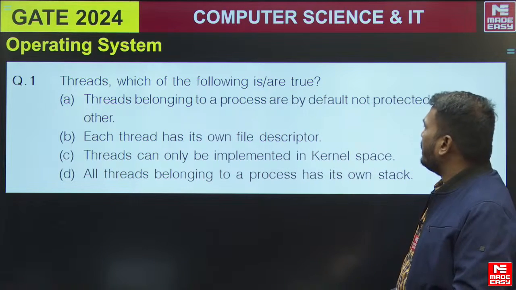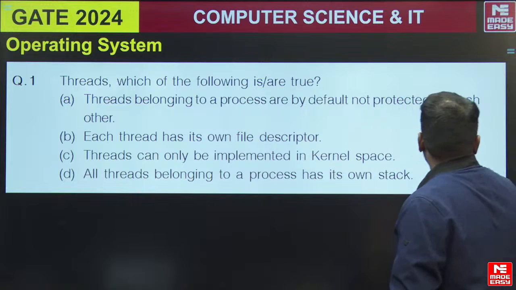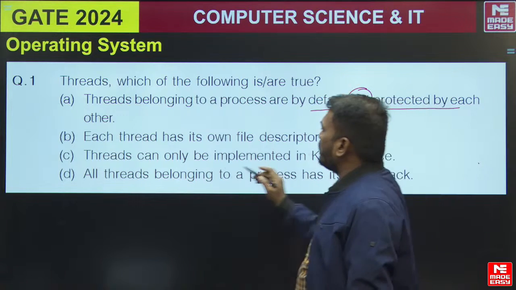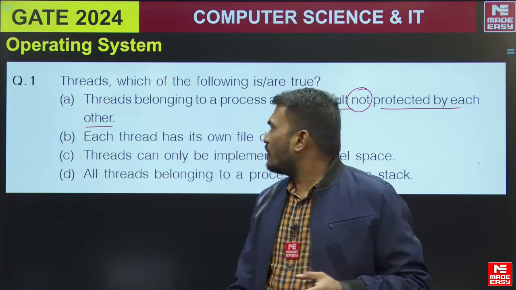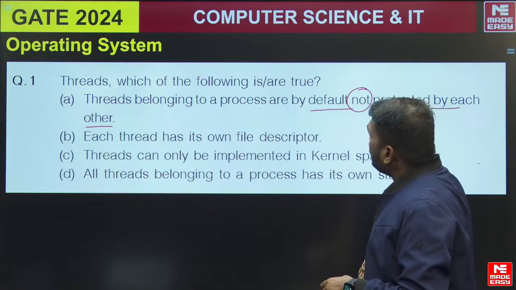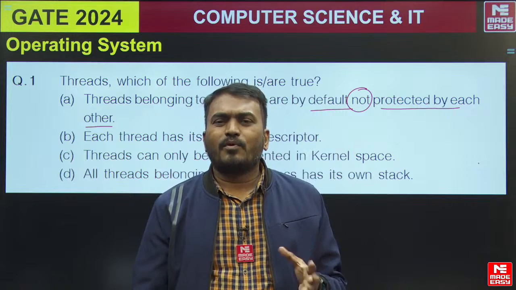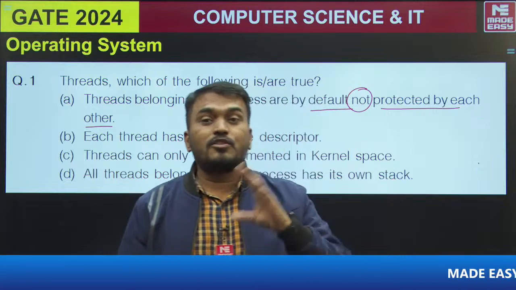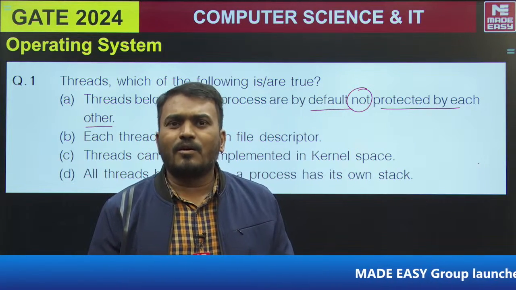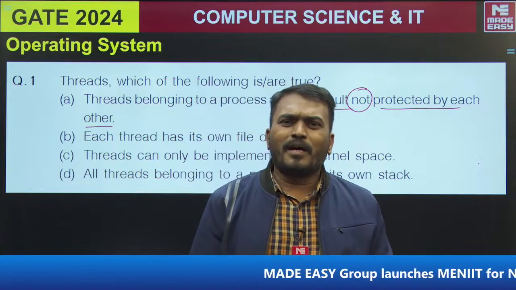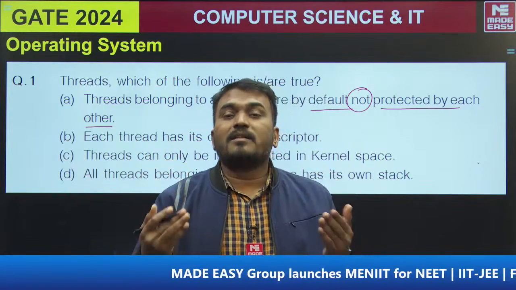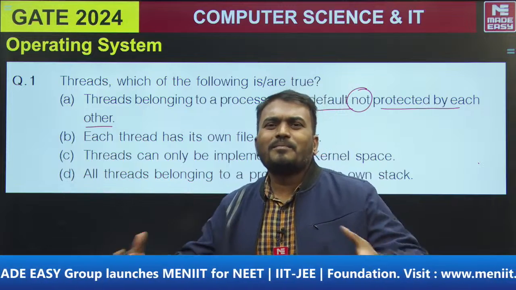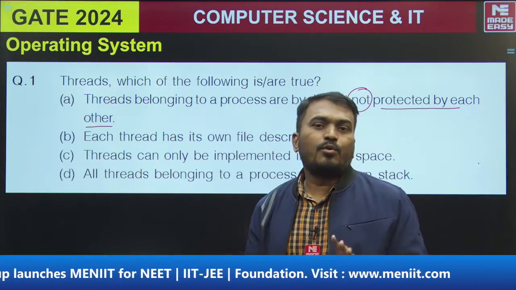The first option he has given: threads belonging to a process are by default not protected from each other. Now generally, protection and security is a completely different chapter in the operating system. We generally will not study that, because it is not part of the GATE syllabus. Remember, protection and security is implemented by the operating system through different software mechanisms. So it is not like threads are protecting each other by default. No, that is not correct.